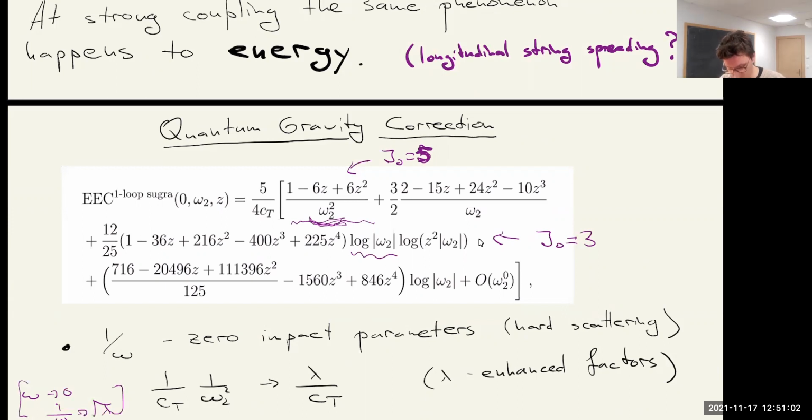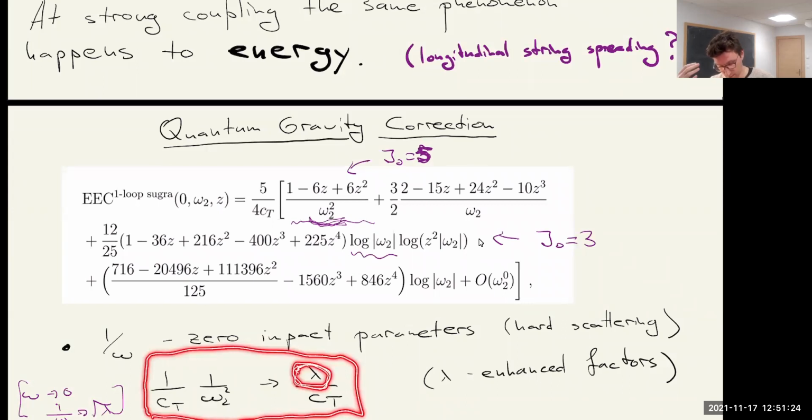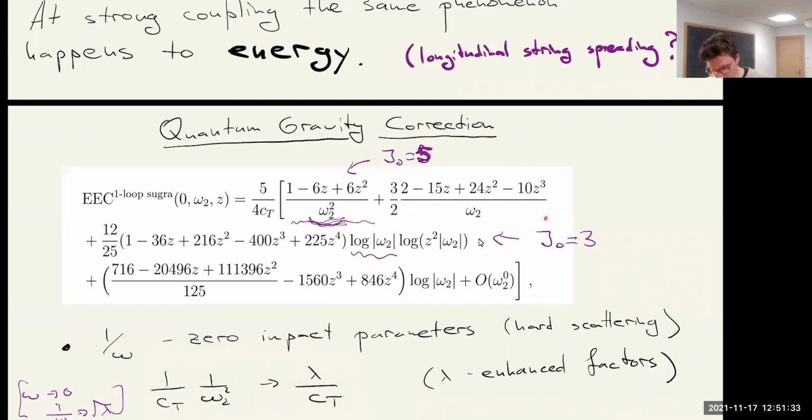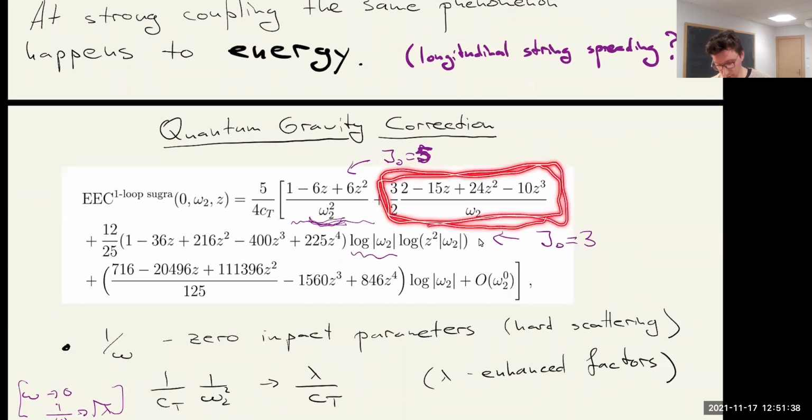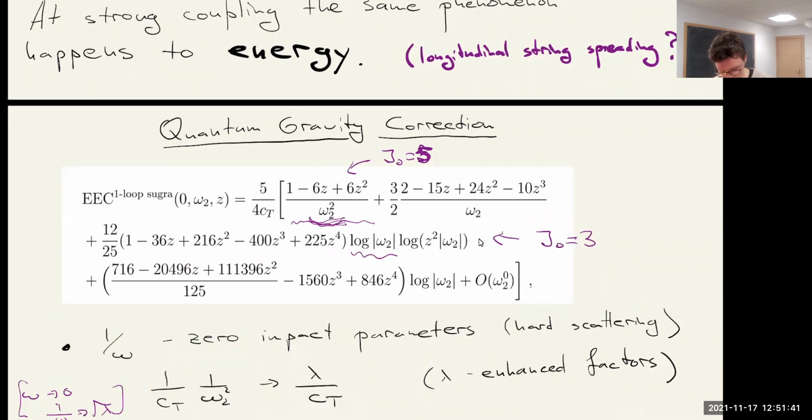I haven't done the computation, but what you expect is that if you take the full theory and try to send omega to 0, you will find that instead of this divergence, 1 over omega squared, you get an enhancement by a factor of lambda. Again, this is exactly the same fact that a hard scattering in string theory regularizes the growth of an amplitude. Now, the same applies here. This is scattering at zero impact parameters, and if you increase the energy, it's regularized by string modes.